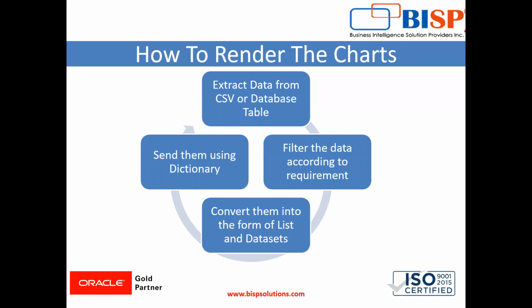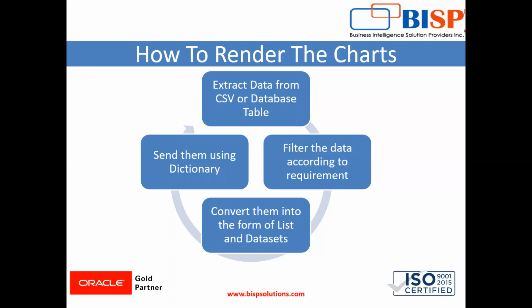First of all, we will extract the data from CSV or a database table. You can extract from any of these sources. I will explain both ways. Next, filter the data according to the requirement. That means filtering the data between two given dates, because whenever you want to show the charts, you must need a start date and an ending date. Then convert them into the form of lists and datasets, the way that Chart.js understands. Then only it will be able to show the data in the form of charts.